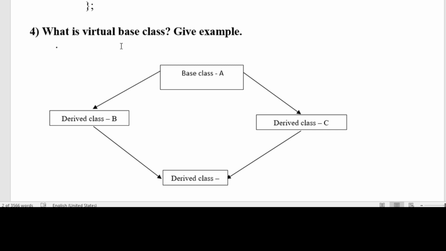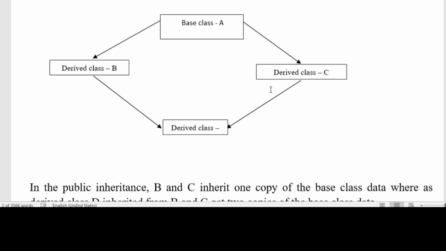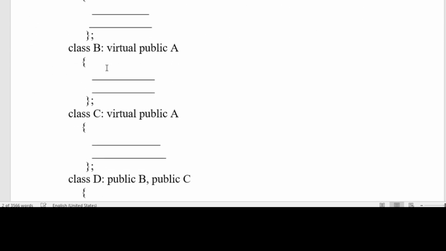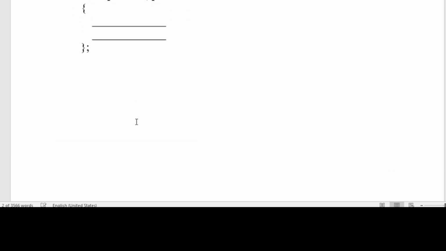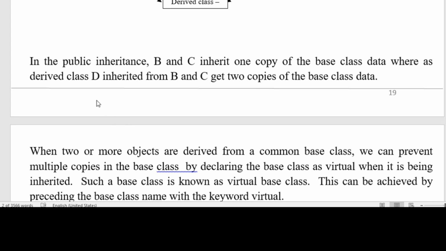The final one is the virtual base class. This diagram, the hybrid inheritance diagram, you need to write, and all these points you need to write, and a very simple example you need to write. That is with the virtual base class. So these are the 4 chapters that you need to learn. And if you learn these 4 chapters, you will get 24 marks.